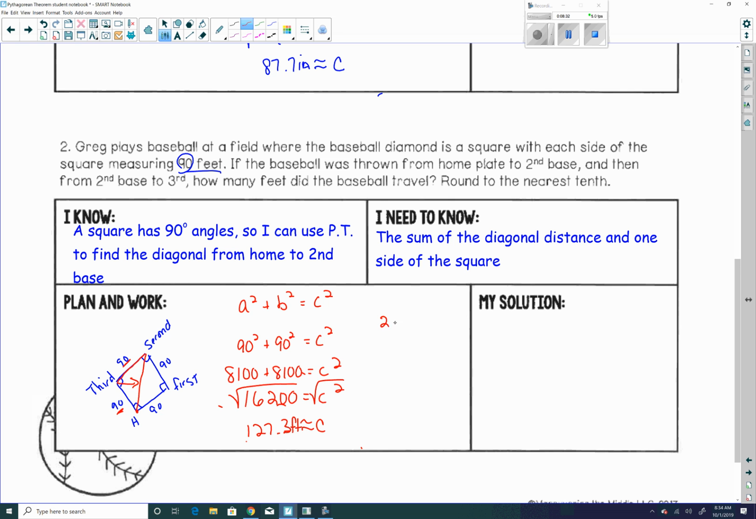Now I need to take that 127. So the diagonal, I'll actually label this diagonal, is 127.3, and then from second to third is going to be another 90. So 127.3 plus 90 is going to be 217.3.